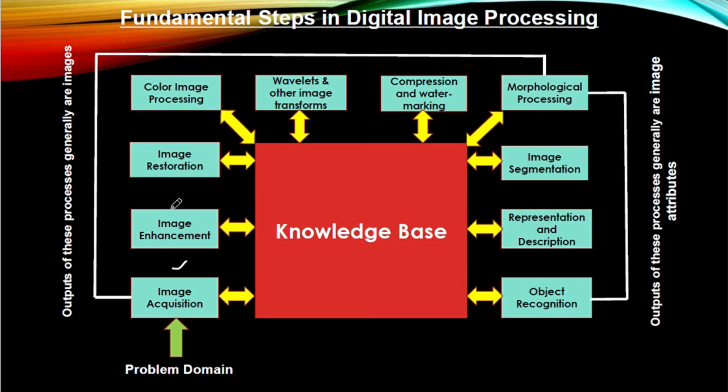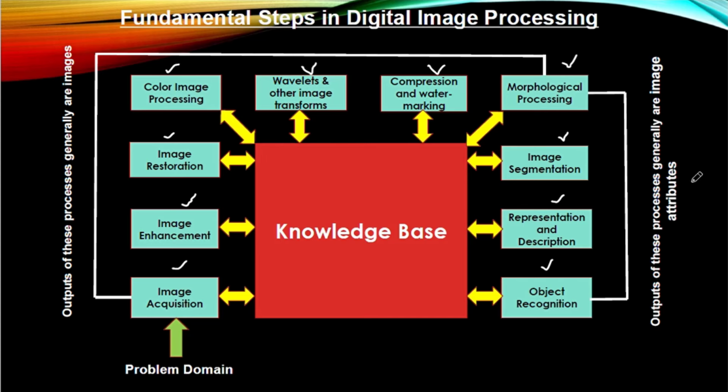See, this is image acquisition, image enhancement, image restoration, color image processing, wavelets and other image transforms, compression and watermarking, morphological processing, image segmentation, representation and description, and object recognition. See, these are all various steps in digital image processing. Whenever you want to do some processing for the image, that becomes the problem domain, then these are all the steps that you have to perform to get your required processing.